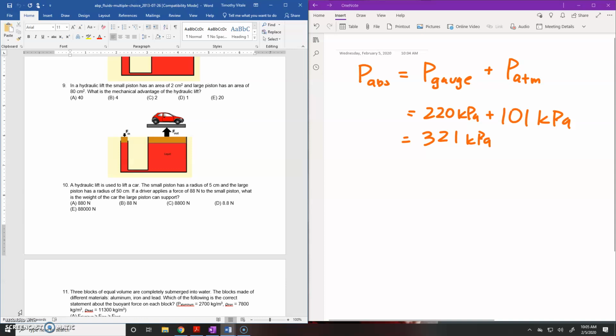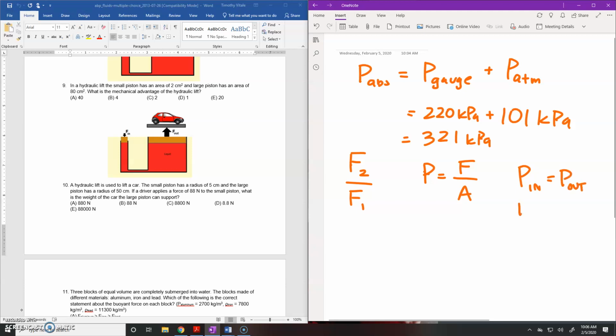So it's basically F2 over F1 that you're looking for. But the easiest way to do that is just to divide the areas. So I'll show you. Pressure is equal to force over A, and the pressure that you put in is equal to the pressure that you get out. That's Pascal's law. So F1 over A1 equals F2 over A2.